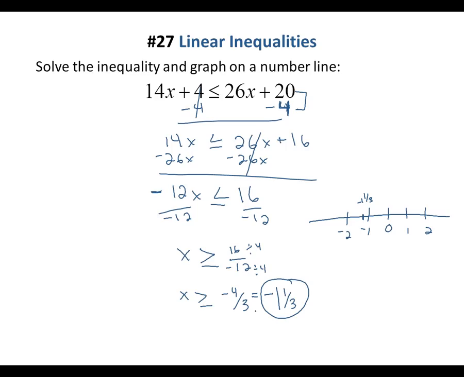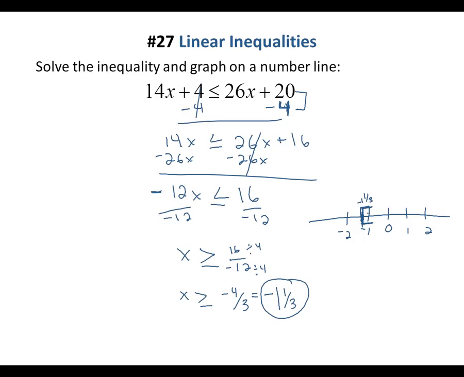Now, it is simplified, but since I actually have to graph this, does leaving it improper like this help me? No, not really. So how would I write this as a mixed number? Negative 1 and 1/3. Okay, now I can graph it. I don't know how to graph 4/3 without changing it to a mixed number.